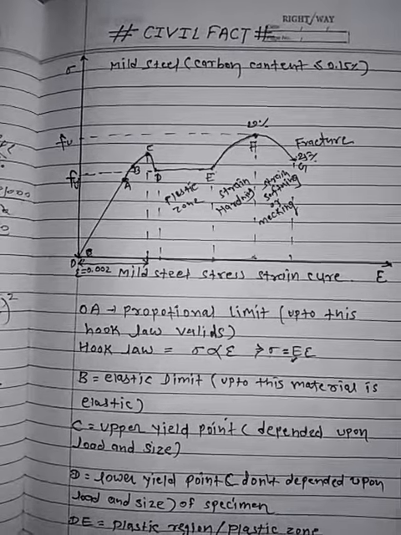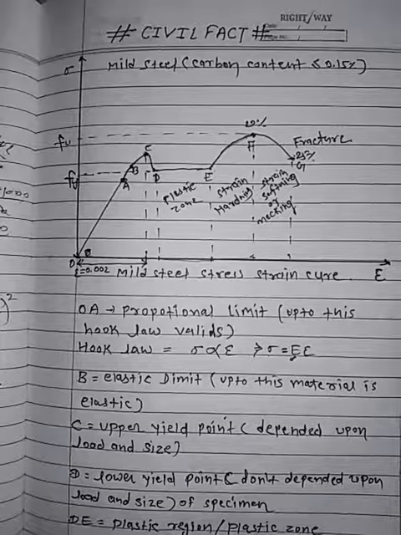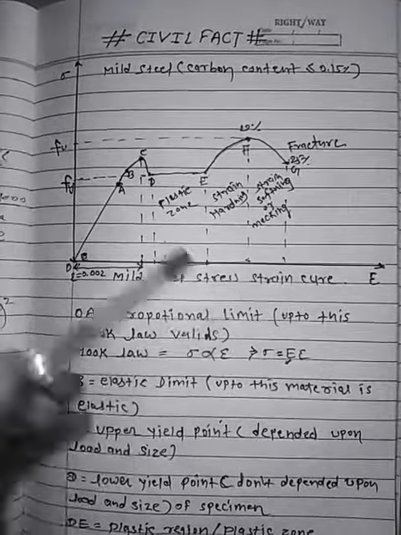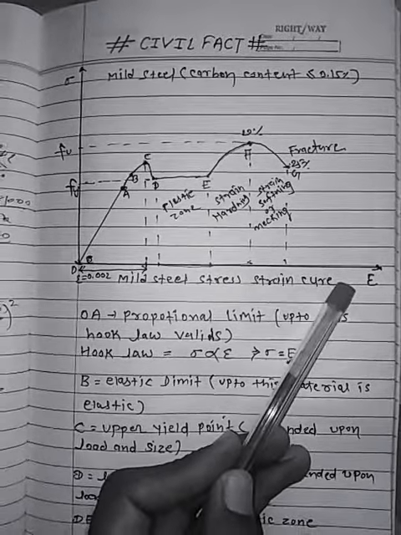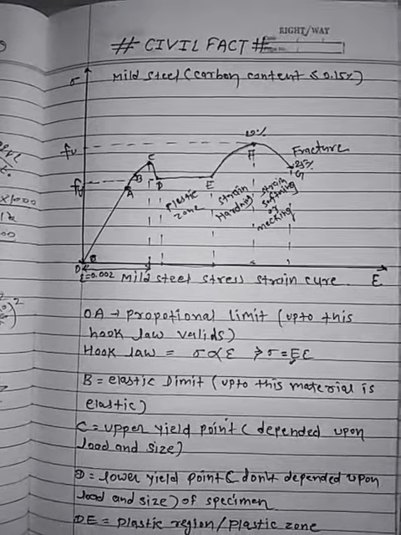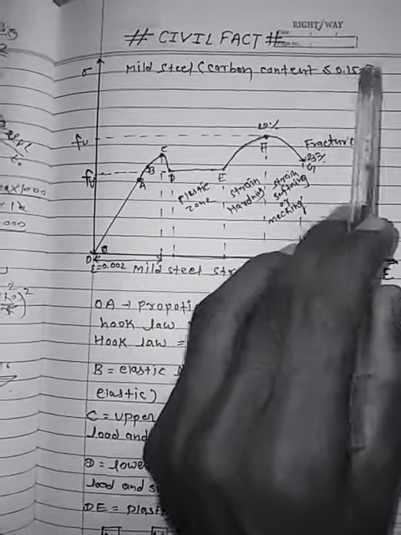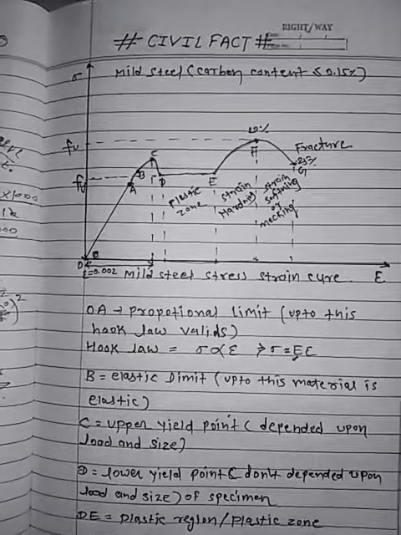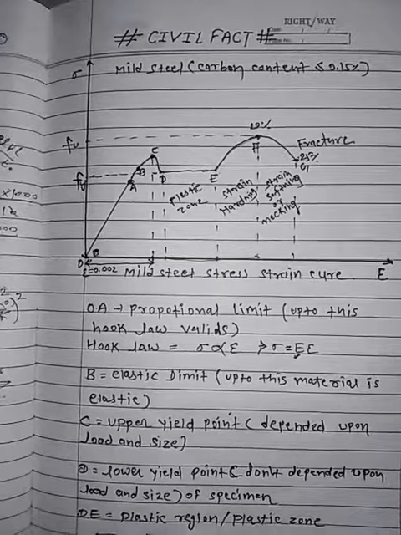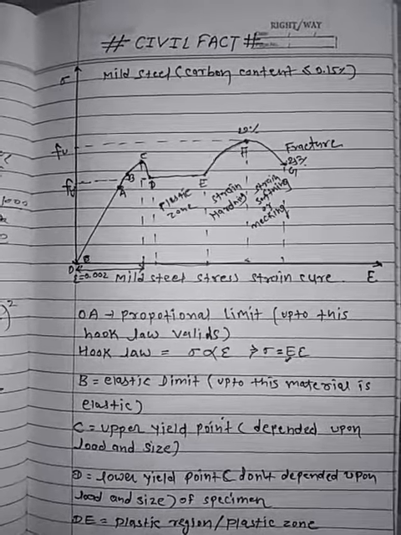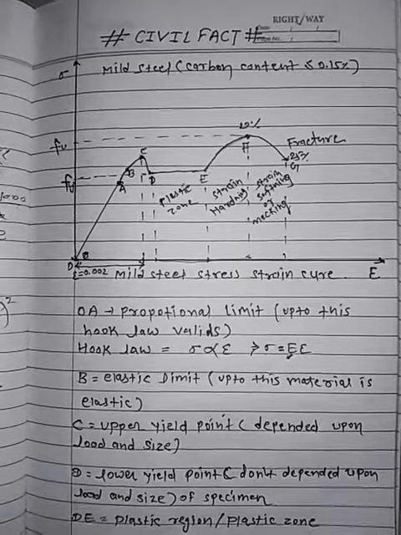Today we are studying the mild steel stress-strain curve. On the y-axis, stress is denoted, and on the x-axis, strain is denoted. The mild steel has a carbon content of less than 0.15%. Mild steel samples are put on a UTM, universal testing machine, and after that tensile load is applied.